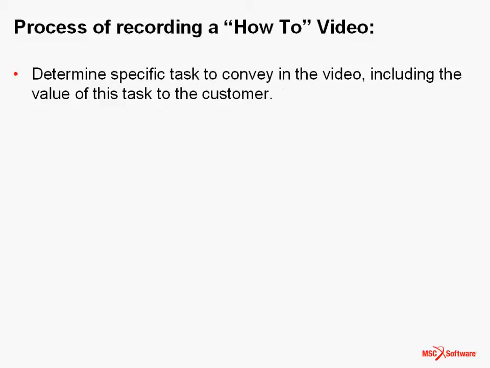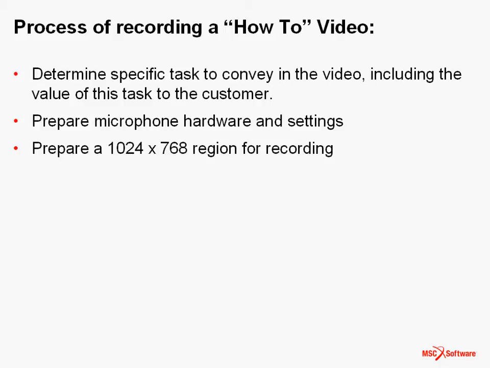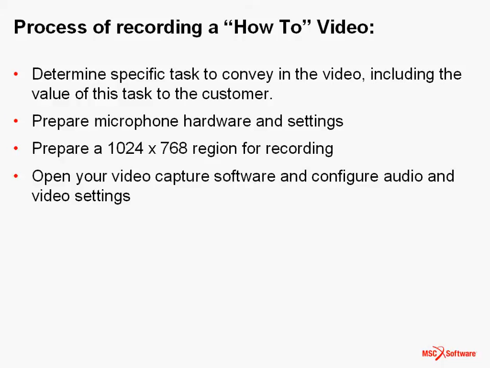The process of recording a how-to video begins with determining a specific task to convey in the video, including the value of this task to the customer. You will then prepare microphone hardware and settings, and prepare a 1024 by 768 region for recording. This is a good compromise between available space and file size for the final video.